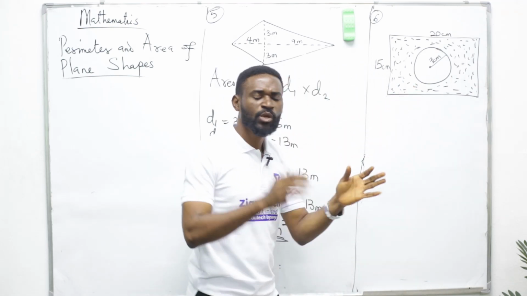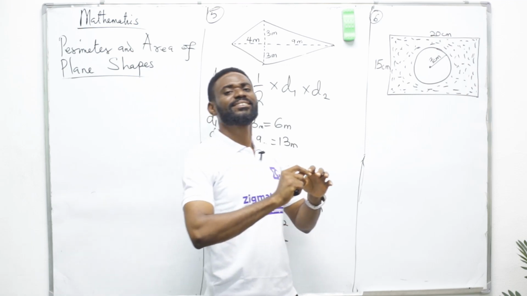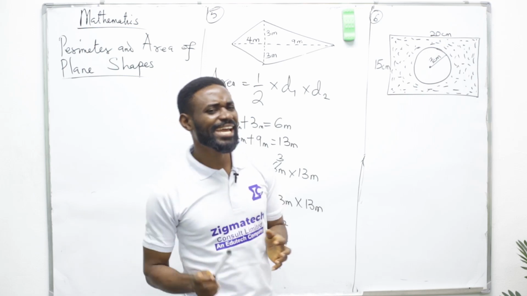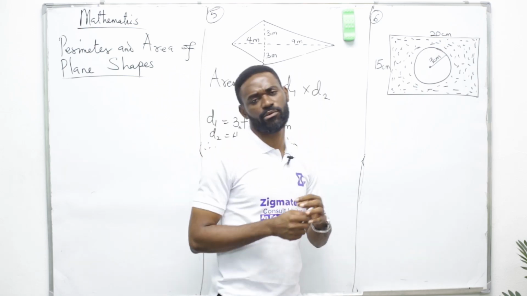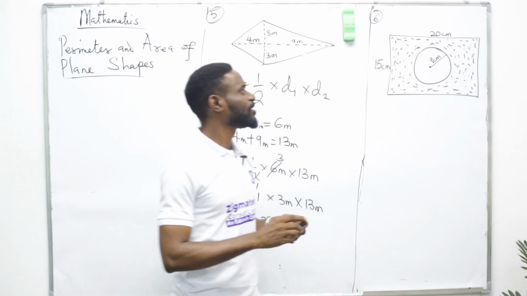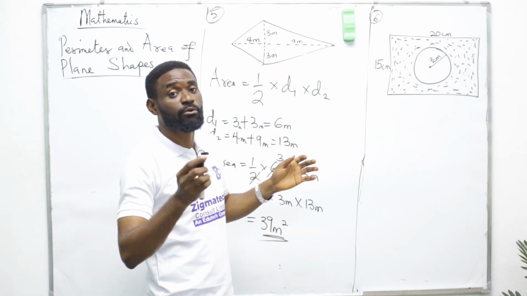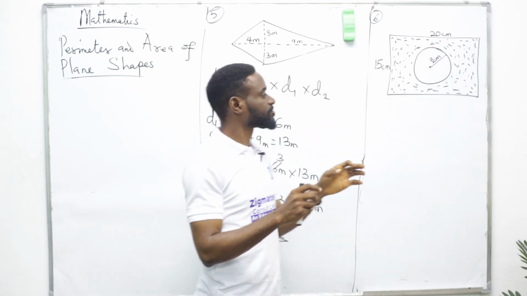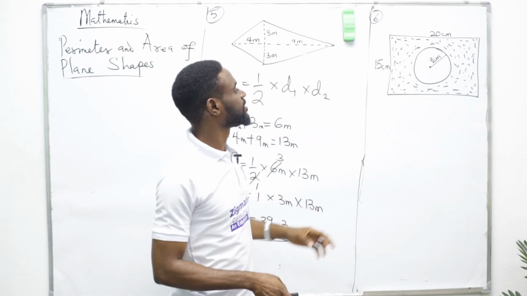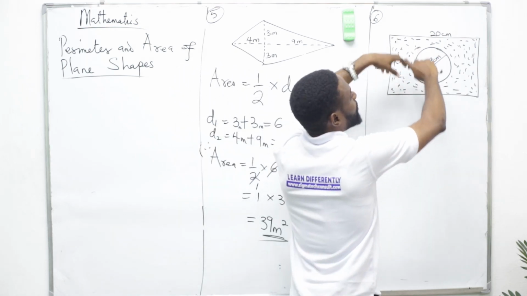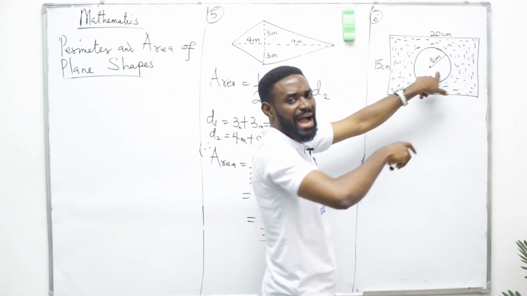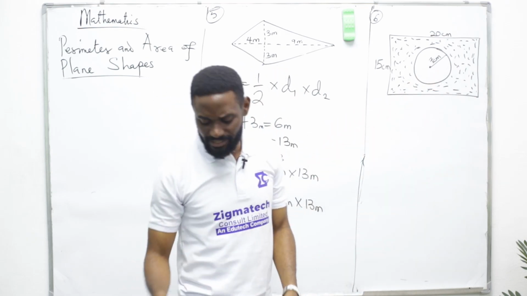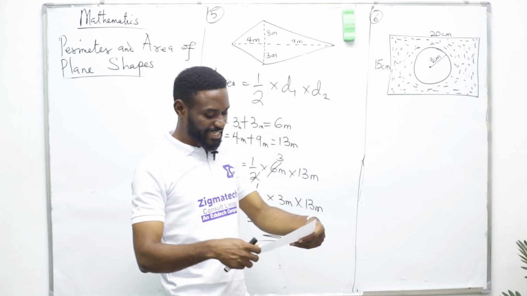The figure we have here is a rectangle, and inside of the rectangle we have a circle. Okay? The circle occupies some part of the rectangle. You see that? And what that means is that the other part of the rectangle, not occupied by the circle, is the part we are asked to find the area of.